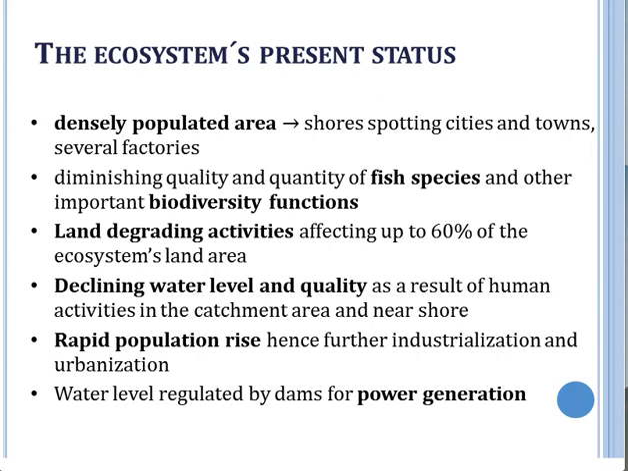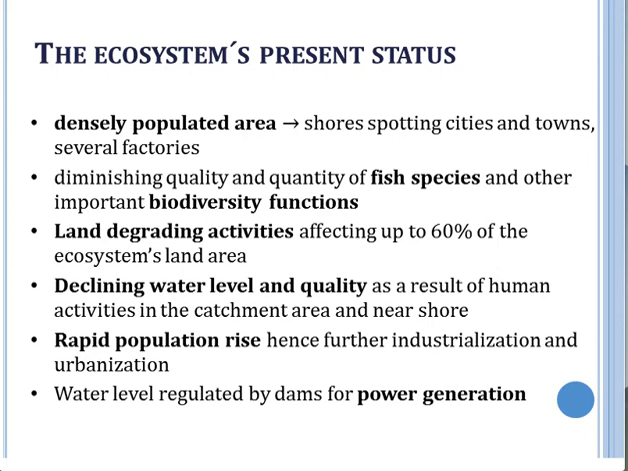Furthermore, we have land degrading activities around the lake, which we found in some sources are affecting about 60% of the whole land area of the ecosystem. We also can see a declining water level over the last 30, 40, 50 years, and also a declining water quality as a result of the activities around the lake, which of course have some costs for industry, for people, if they want to use these waters.